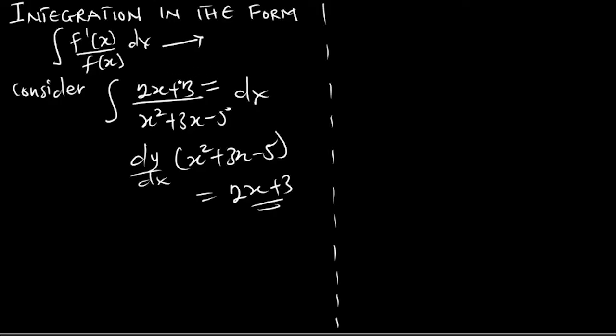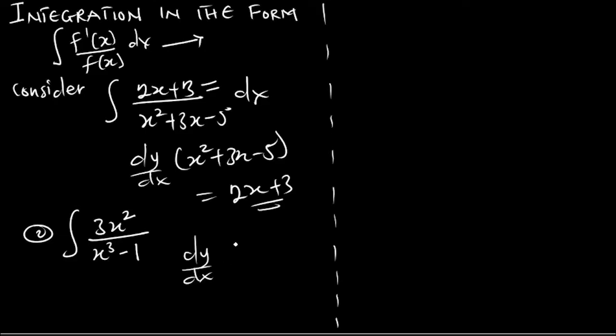So in situations like that, how do we integrate the form? The numerator is a derivative of the denominator. Another case is case 2, the integral of 3x squared on x cubed minus 1. Yes, the numerator is a derivative of the denominator. When you differentiate x cubed minus 1, you are going to get 3x squared, and that is exactly the numerator. What do we do? Are we good?